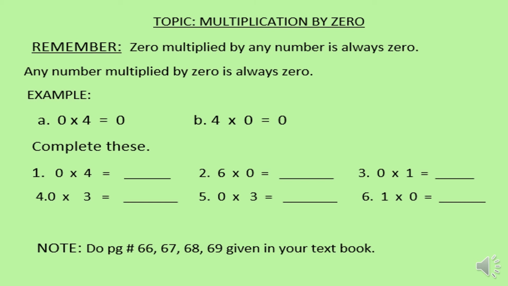Now you have to complete these. 0 multiplied by 4 equals 0. So all the answers would be 0. You also have to solve pages 66, 67, 68 and 69 given in your textbook.